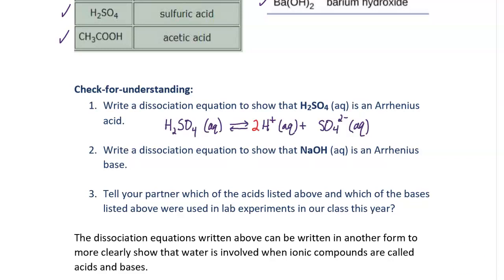Here's the answer to number 1. On the left side of the arrows, I've written H2SO4 aqueous, and then on the right side, shown which ions it dissociates into. It will make hydrogen positive ions and then sulfate ions. Sulfate has a -2 charge. To balance the equation, you notice the red 2 in front of the hydrogen. Now here comes the answer for number 2. On the left side of the arrows is the NaOH compound, and then on the right side are the ions that it dissociates into.